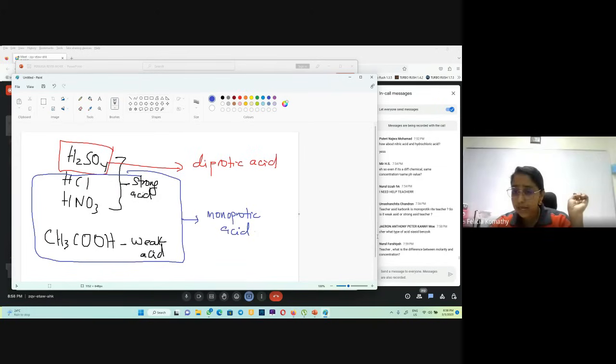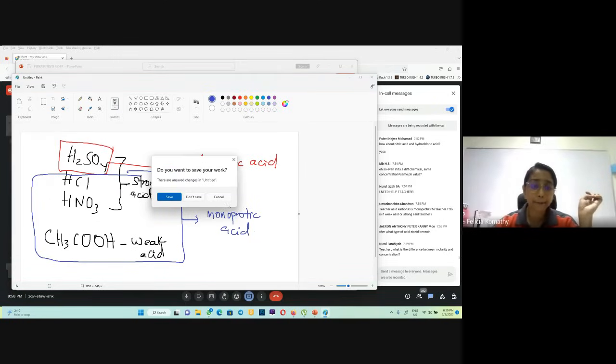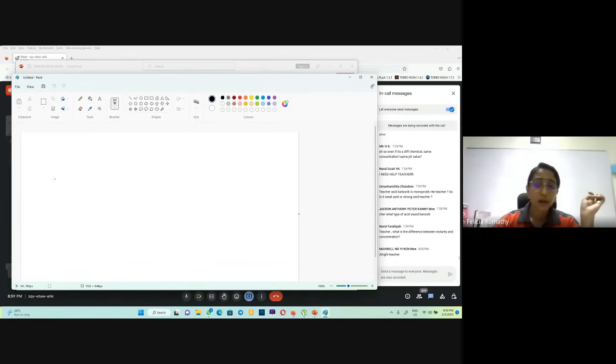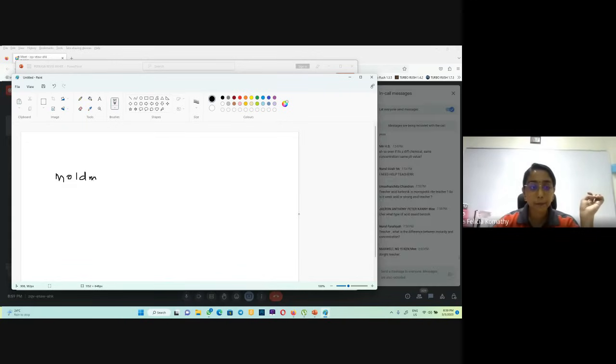So what type of acid is a benzoic acid? Benzoic, anything OIC acid you see is a weak acid. What's the difference between molarity and concentration? Molarity, you see mole per dm cube. So we call molarity. Concentration, usually we write in gram per dm cube. This is called concentration.